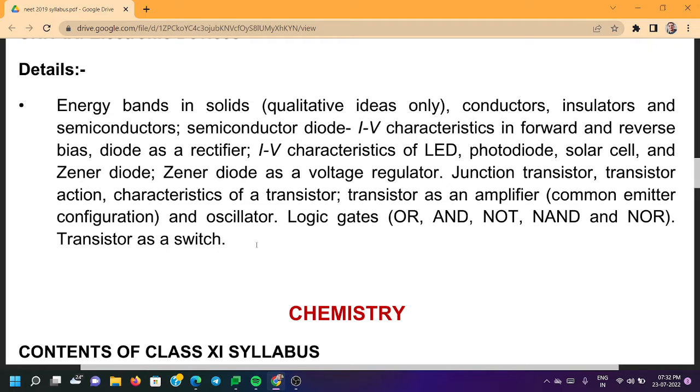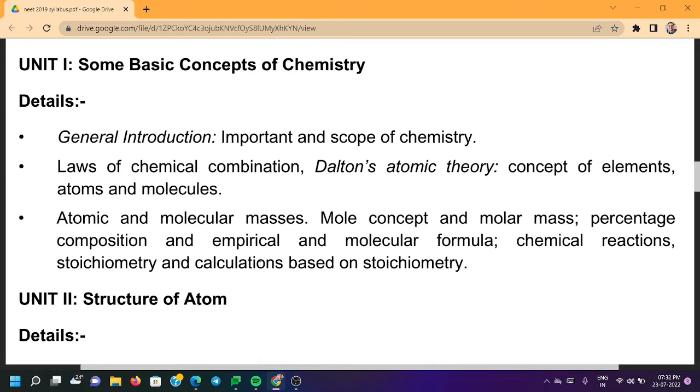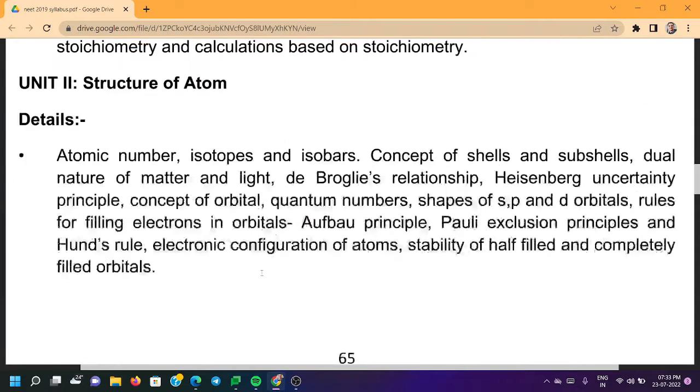Let's start the chemistry syllabus in depth. Contents of the Class 11 syllabus. Class 11 Chemistry, Unit 1: Some Basic Concepts of Chemistry. General introduction: importance and scope of chemistry. Laws of chemical combination, Dalton's atomic theory, concept of elements, atoms and molecules, atomic and molecular masses, mole concept and molar mass, percentage composition, empirical and molecular formula, chemical reactions, stoichiometry and calculations based on stoichiometry.